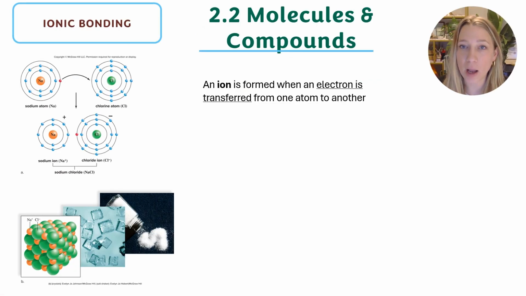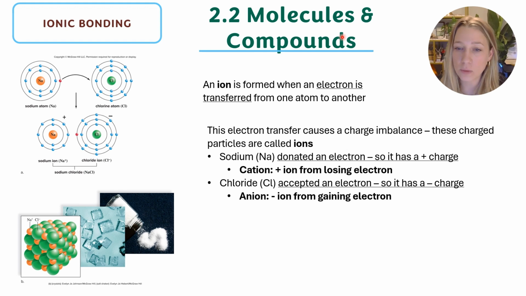An ionic bond is formed through the transfer of electrons between atoms, resulting in charged particles known as ions. So an ion is formed when an electron is transferred from one atom to another, and then those atoms have either positive or negative charges. So when we create ions, we can have a positively charged ion, a cation, or a negatively charged ion, an anion. So a cation gets a positive charge from losing an electron.